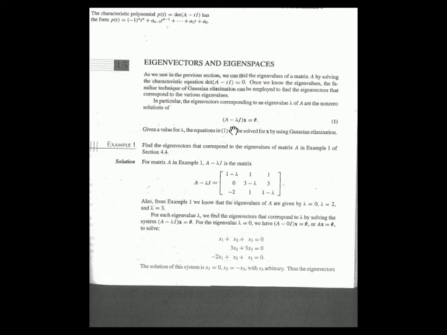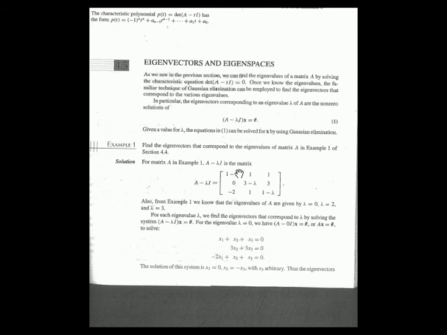Once you've found a particular eigenvalue, you want to find the corresponding eigenvector. You simply plug in that value of lambda and solve this system, and you know it's going to have non-zero solutions, because lambda is chosen so that A minus lambda I is singular, and therefore there are many solutions.